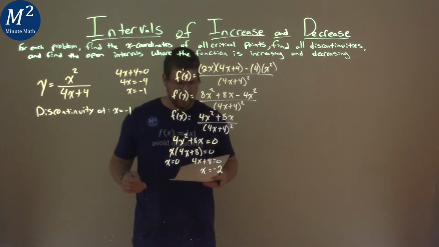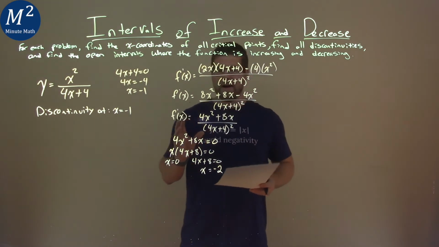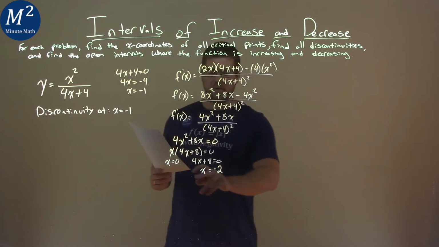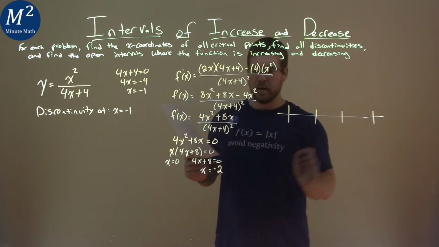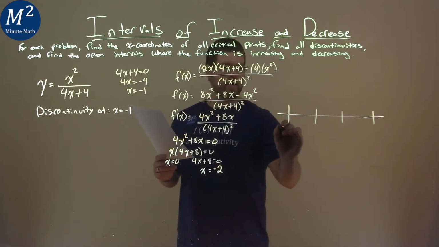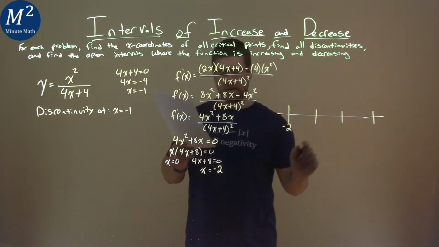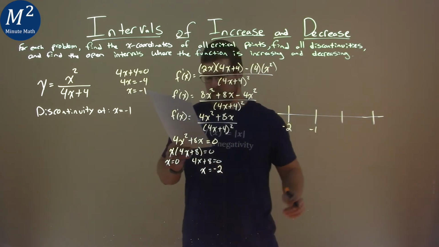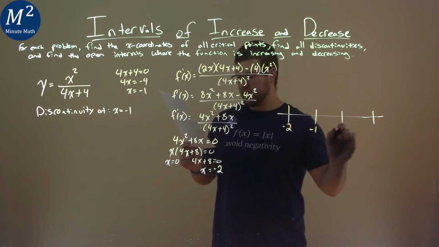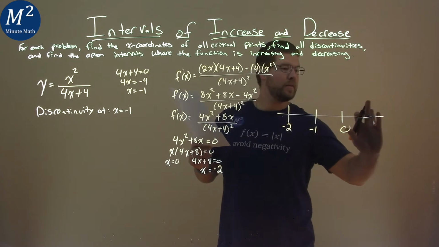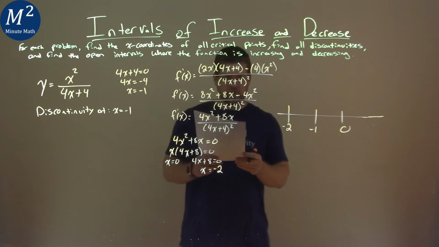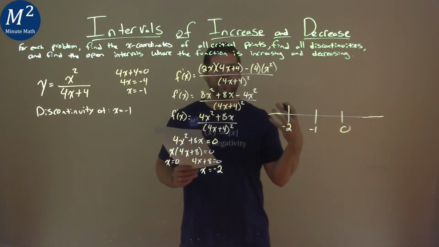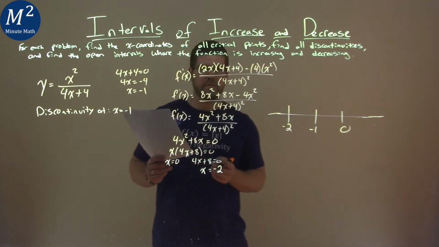So now we have to make a little chart with our values here. We go from decreasing to increasing. We have a critical point at -2, discontinuity at -1, and another critical point at 0. Oops, I don't need this extra line. I did too many lines. It's alright. So from here, what we want to do is find where we're increasing and decreasing. That's what this first derivative test will do for us here.